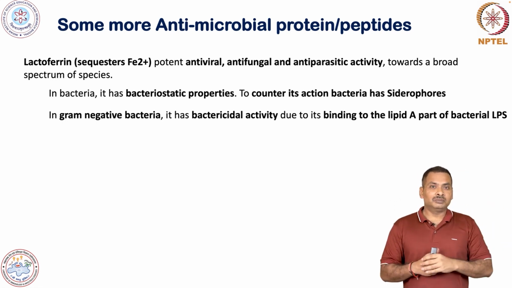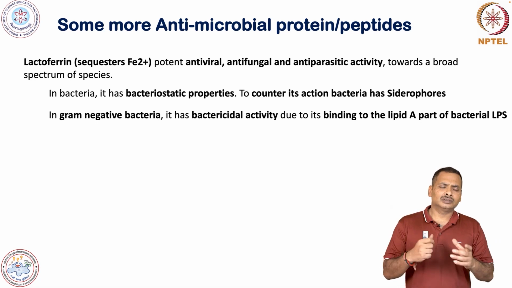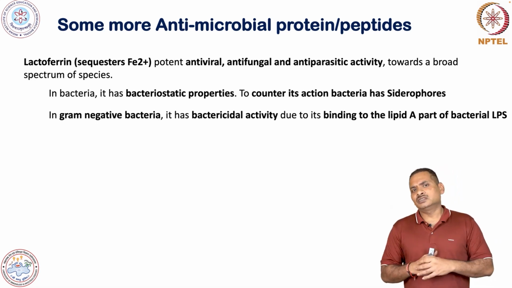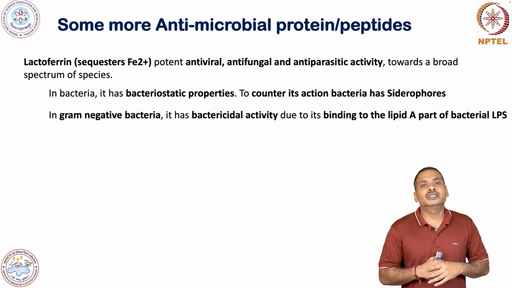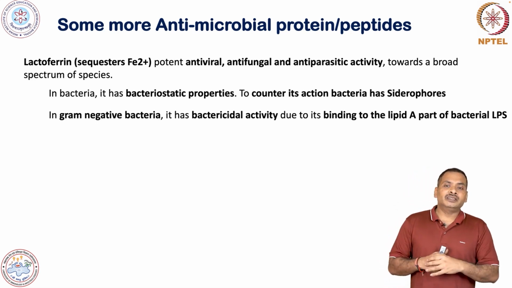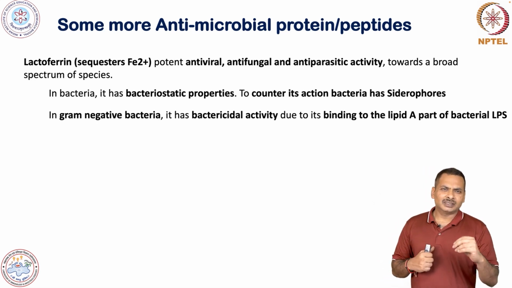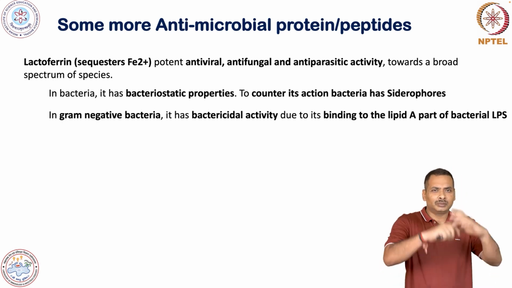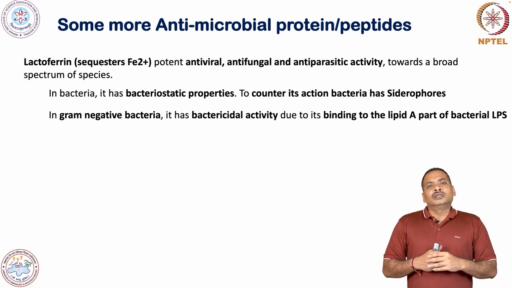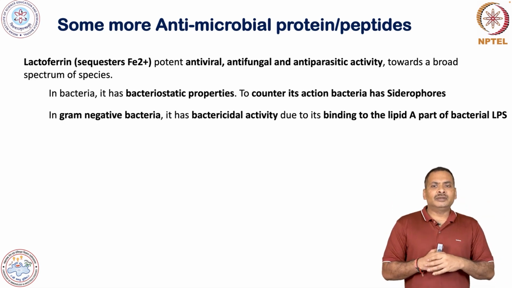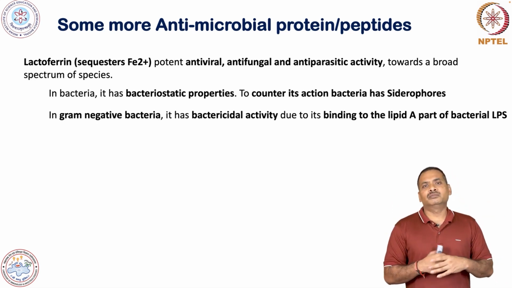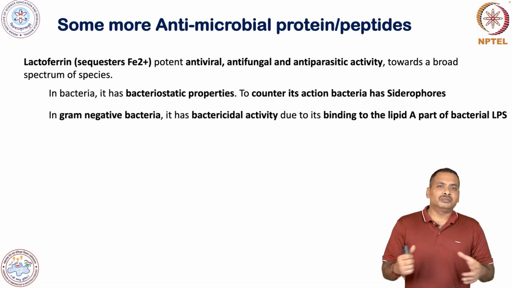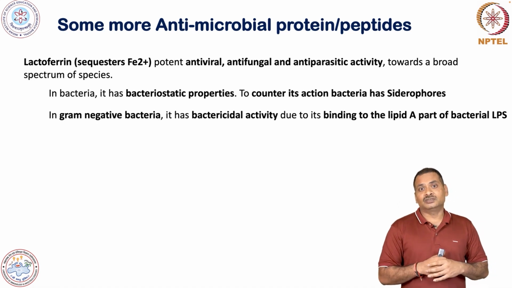Sorry, not lipid, the LPS structure. If you remember the lipopolysaccharide structure, there is a region known as lipid A, and this lipid A has quite a strong immunogenic property among the whole molecule. So in gram negative bacteria, lactoferrin can bind with lipid A, and somehow disturb the outer membrane, and then it can kill the bacteria as well.